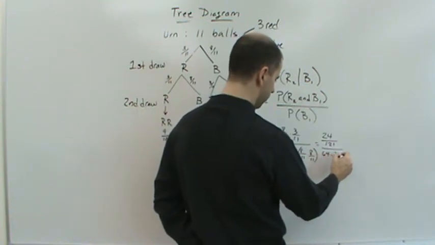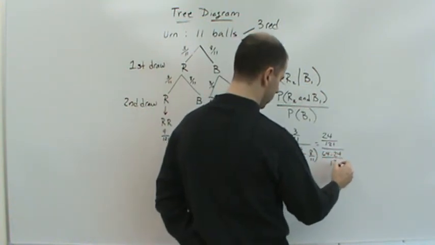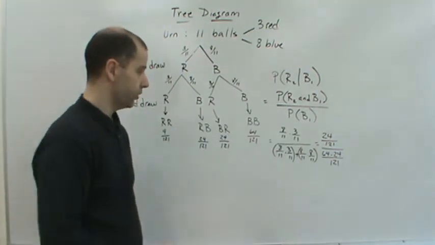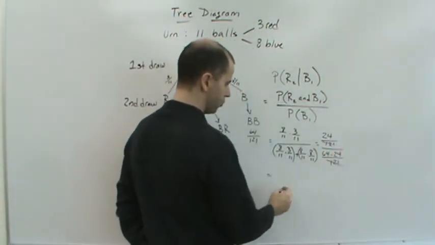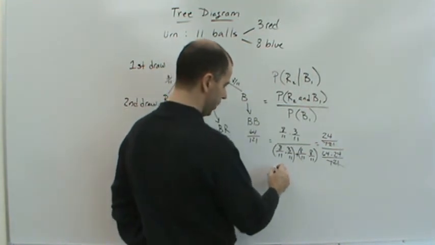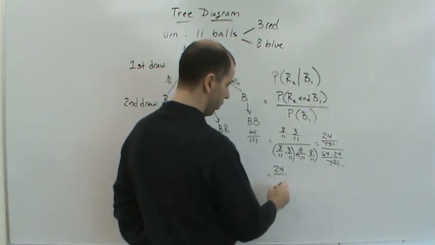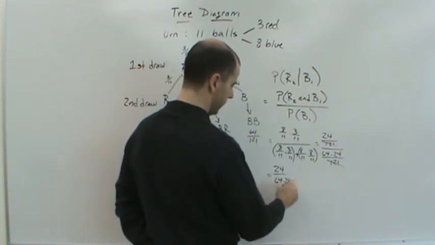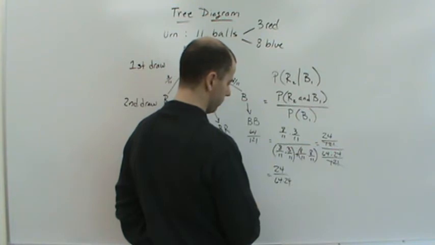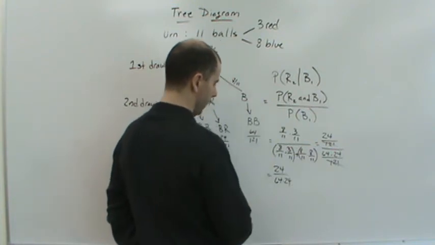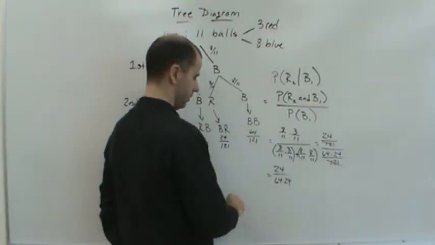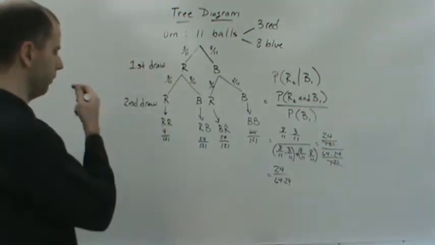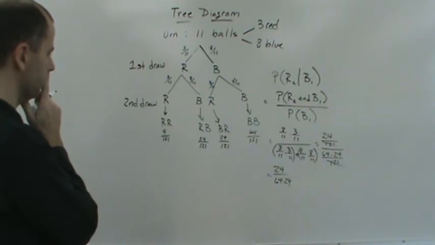64 times 24 over 121, right? So what does that reduce to? That reduces to, the 121s drop out, and that reduces to 24 over 64 times 24, right? And what do we get there? Hold on a second. Something's not working out right. I'm messing up here somewhere.